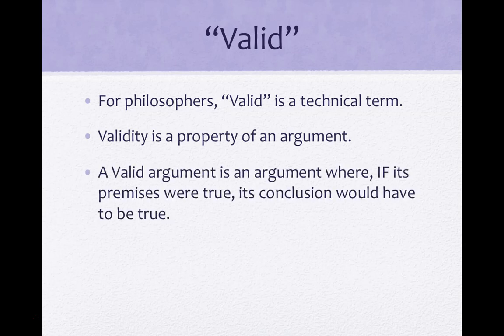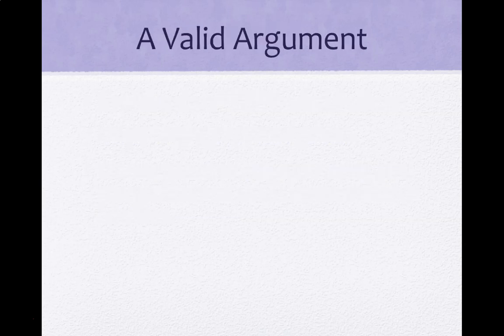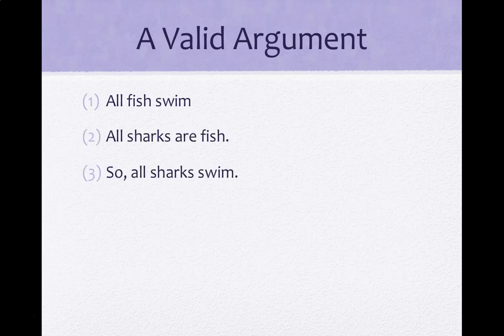Validity is a property of an argument, and a valid argument is an argument where if the premises were true, its conclusion would have to be true. So to say that an argument is valid means that the argument has this quality of if its premises are true, its conclusion would have to be true. So to give you a little bit better idea how this works, we're going to look at a couple of valid arguments. All fish swim, all sharks are fish, so all sharks swim.